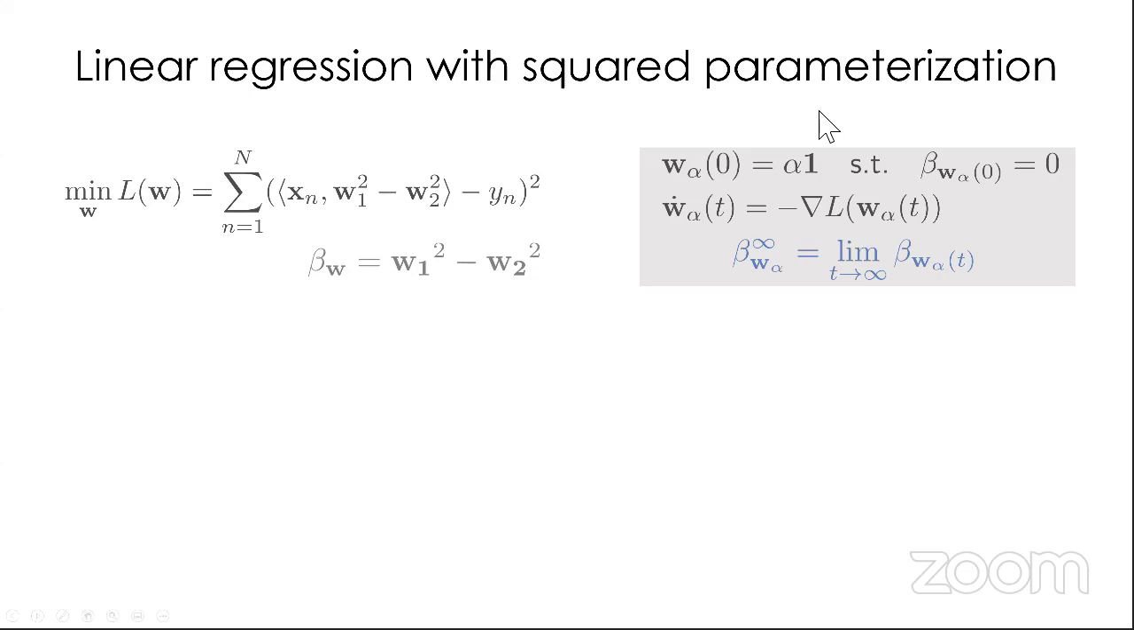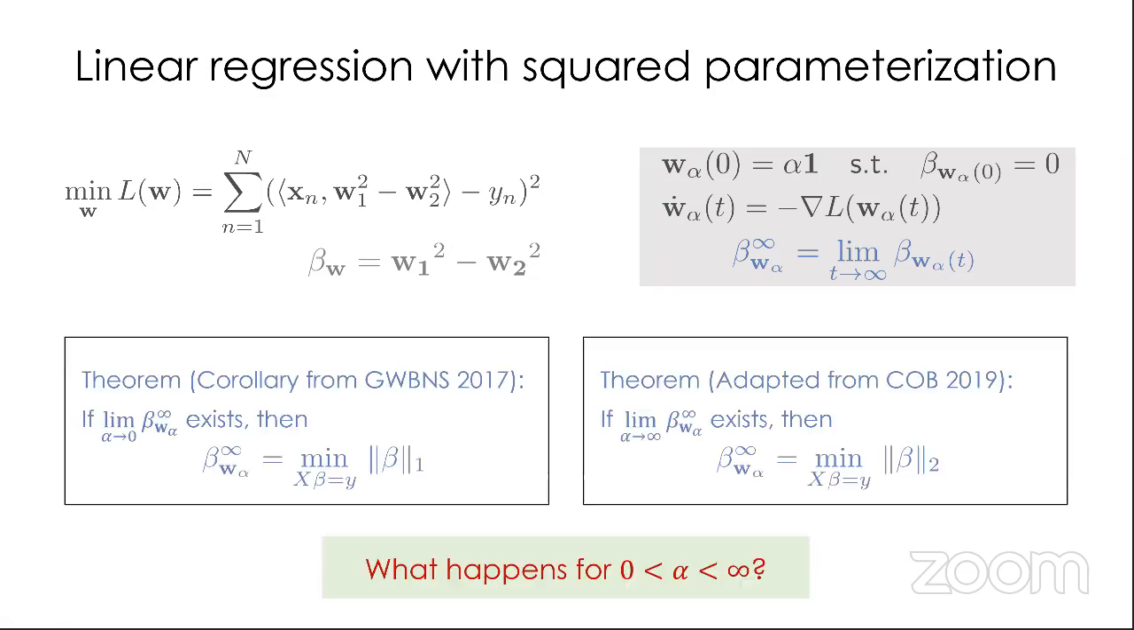And then we run gradient flow on this problem and study what gradient flow converges to as we optimize this problem. In particular, we know the two extremes of this case. When alpha goes to 0, from existing results, we know that you converge to the minimum L1 norm solution. When alpha goes to infinity, you get the minimum L2 norm solution. And in between, we hope to establish some kind of an interpolation.